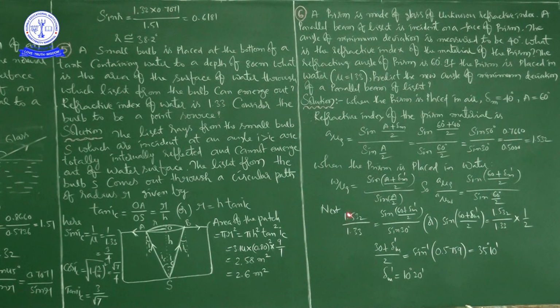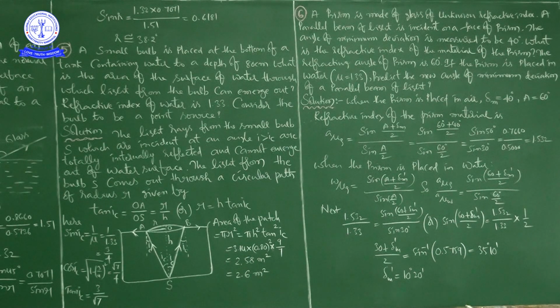Next, when the prism is placed in water, the formula is same, but here it will become mu, it is W, before it is A now it is W. Prism is same, it is made up of glass, there is no change. Prism we didn't change, only we are changing the medium where the prism is present, okay. So here W mu G is equal to sin A plus delta M dash by 2 by sin A by 2, because when we change the medium where the prism is present, the angle of minimum deviation will change now. So that here we put delta M dash.